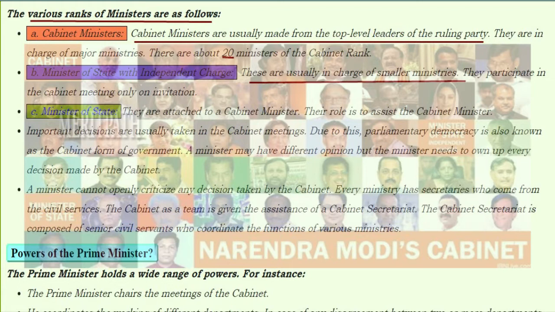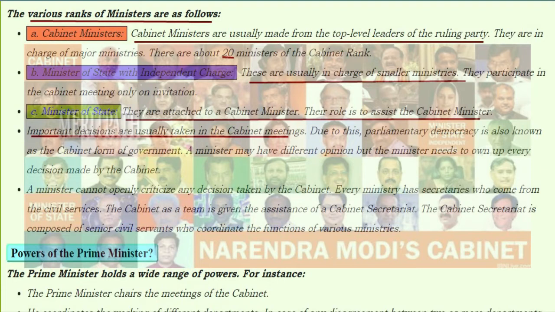Minister of State with independent charge. They are usually in charge of small ministries. They participate in the cabinet meeting only on invitation. Minister of State. They are attached to a cabinet minister. The role is to assist the cabinet minister. Important decisions are taken during the cabinet meetings.